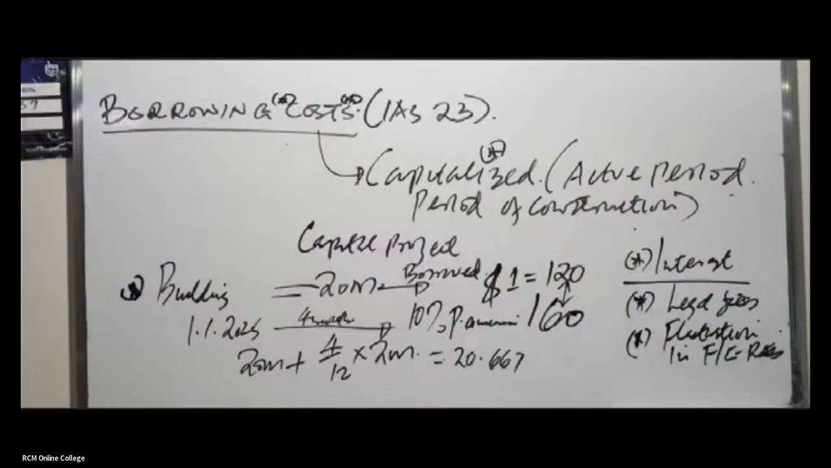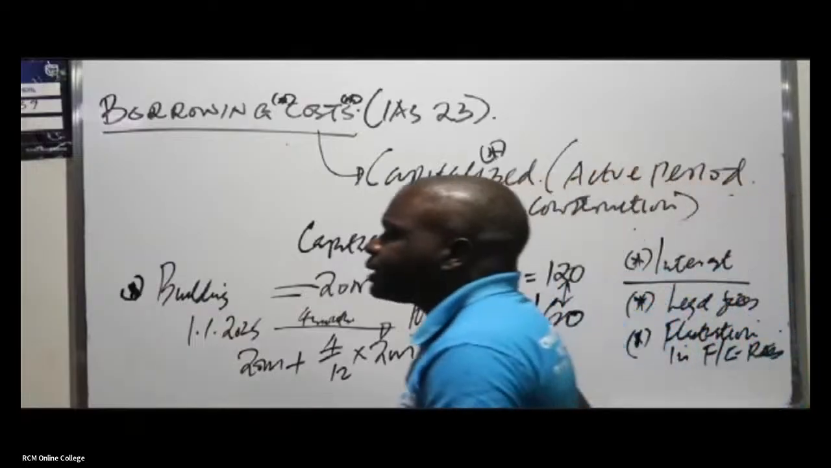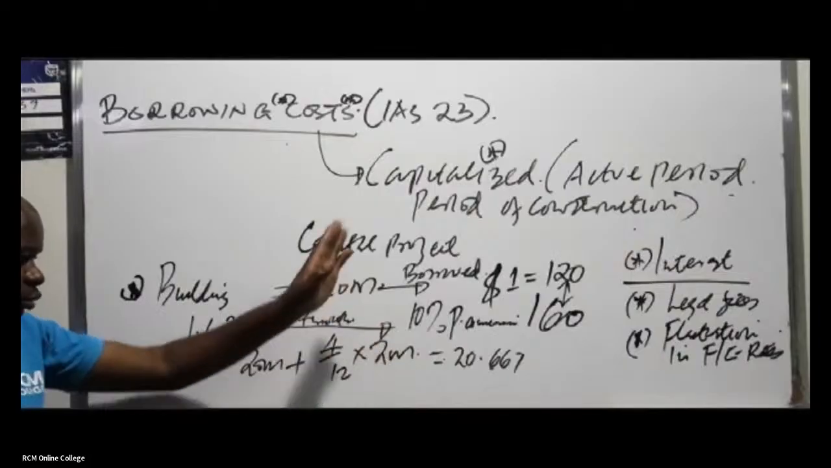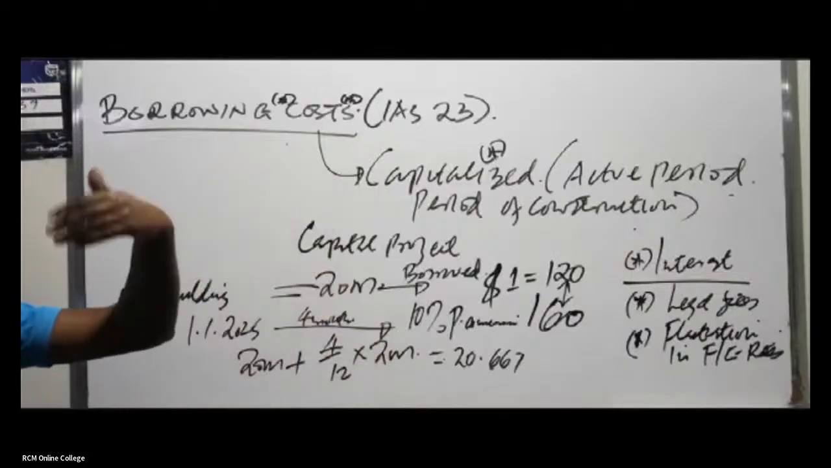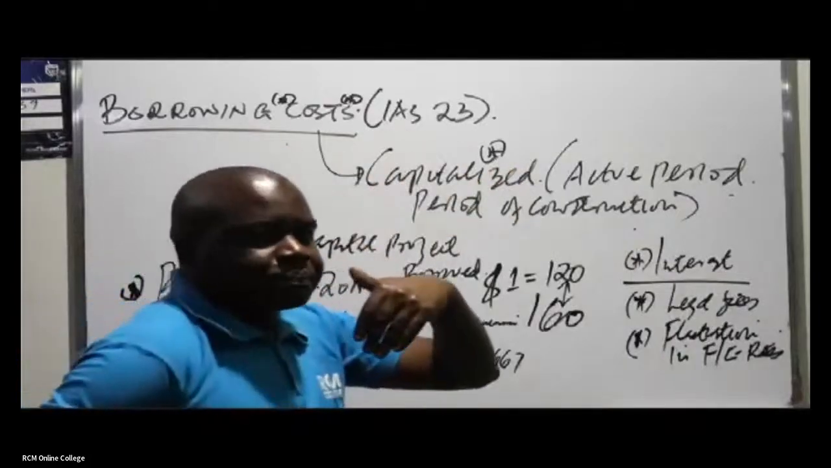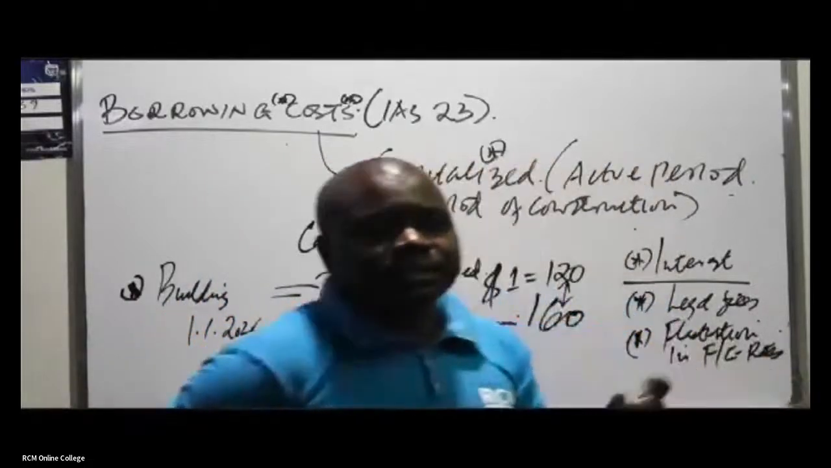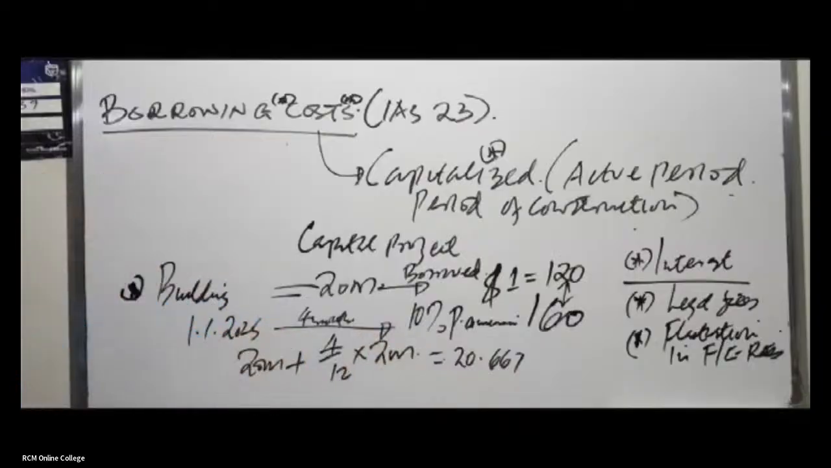Now, the question would be, what about the rest of the interest? The rest of the interest will likely be recognized as an expense in the income statement. As you capitalize for the 4 months, the remaining interest from the end of the 4th month moving forward, whether it is 2 years, 3 years, 4 years, will be accounted for in the income statement as an interest expense or a finance cost. That's why it will be accounted for that way.